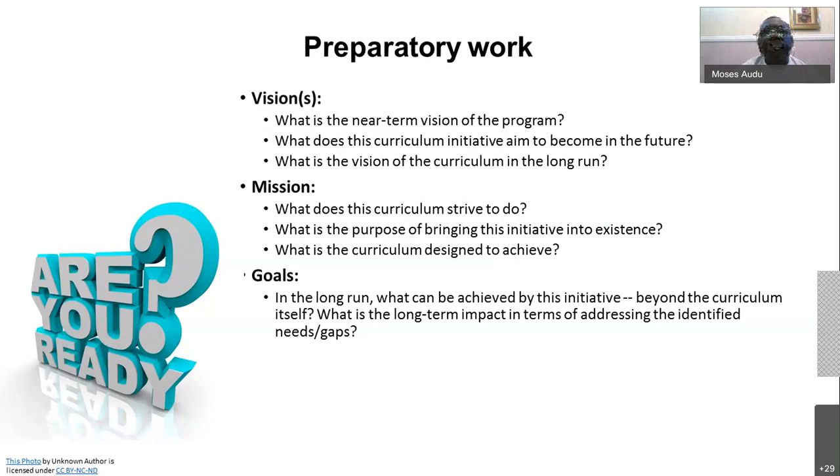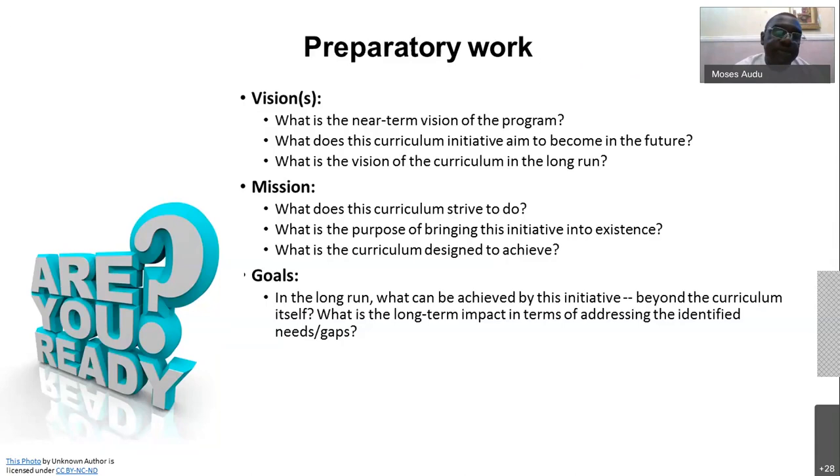Then the preparatory work, vision. What near-term vision do we hope to achieve in the interim? In the near term, what vision? What is the curriculum in the future? In the future, where are we headed to? What is the curriculum in the long run? So these are key questions that we have to answer before we go about assessing the curriculum programs in various institutions of higher learning.